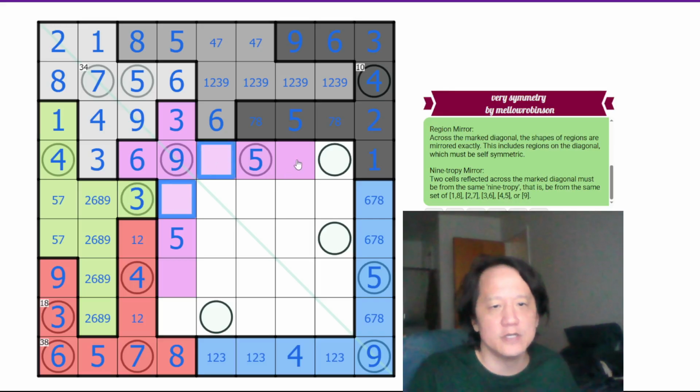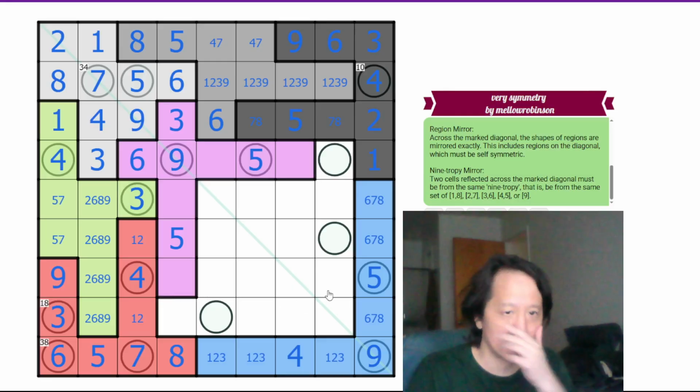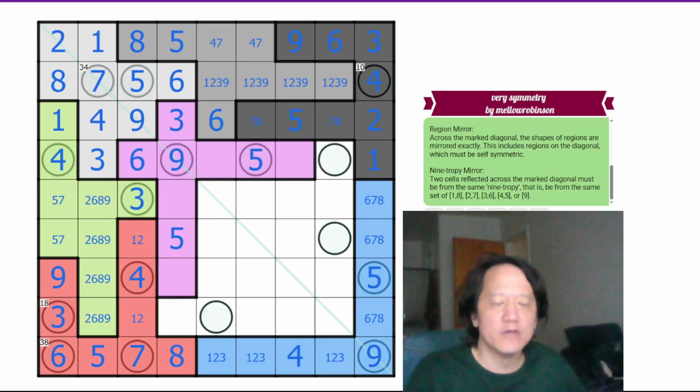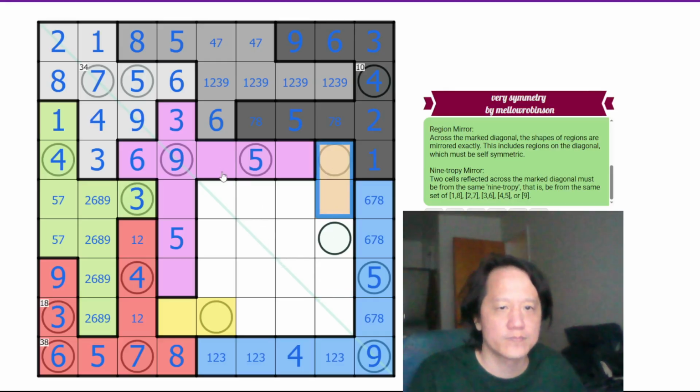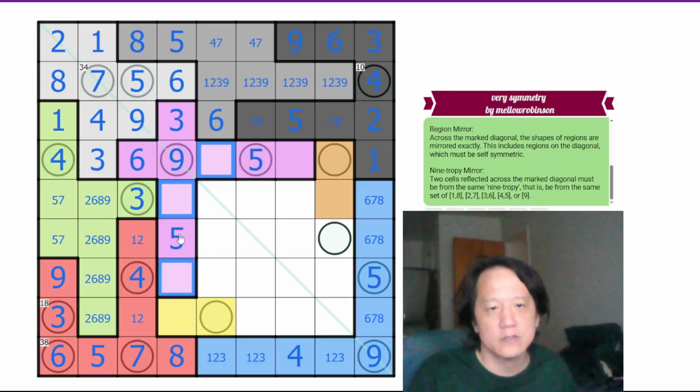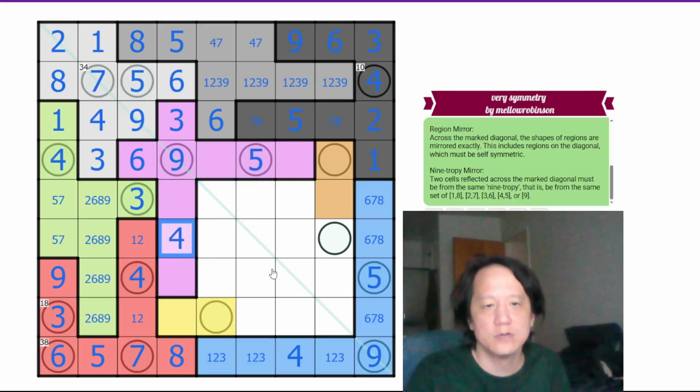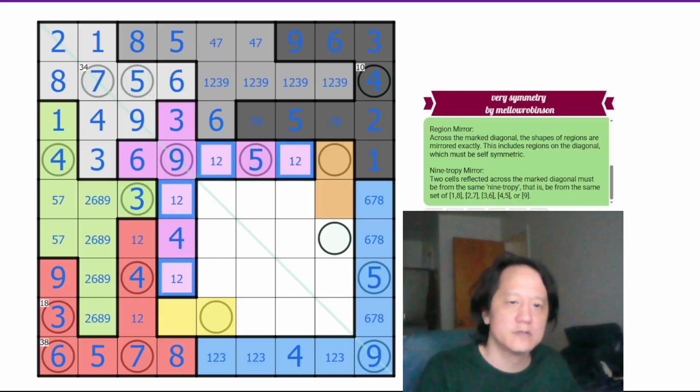Remaining digits in the pink region then. This is done. We have yellow and orange remaining. Should be 18, so we'll make this yellow. This must be orange. Remaining digits in the pink region. Oh, this is not 5, this is 4. We have to see 1, 2, 7, 8.